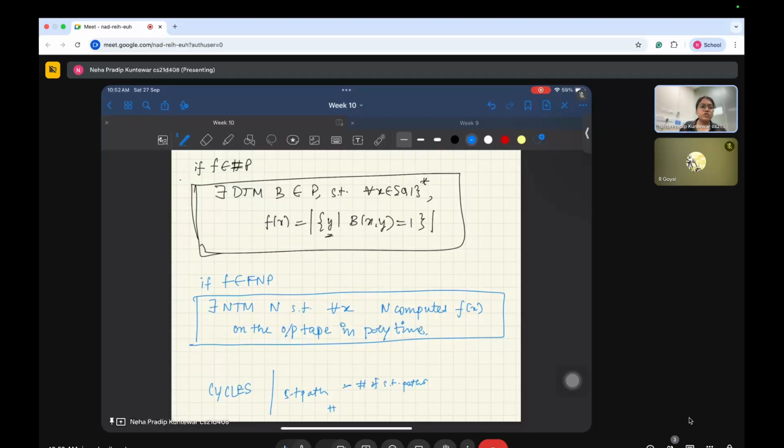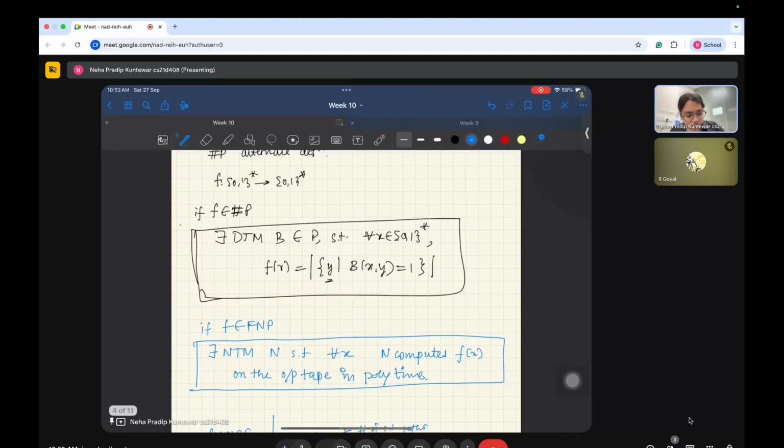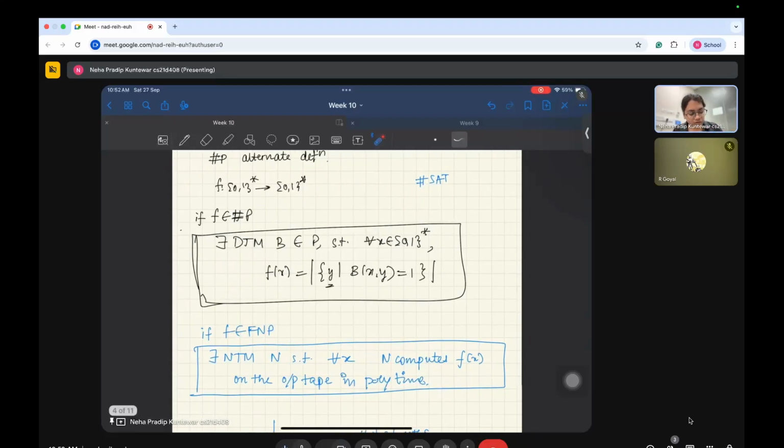Although I don't have an example, let me try to convey something. Let's look at Sharp SAT. We know that Sharp SAT is in Sharp P because the number of satisfying assignments, basically the same machine that we have where the number of accepting paths corresponds to the number of satisfying assignments, exactly computes it. But let's say you want to show that Sharp SAT is in FNP.